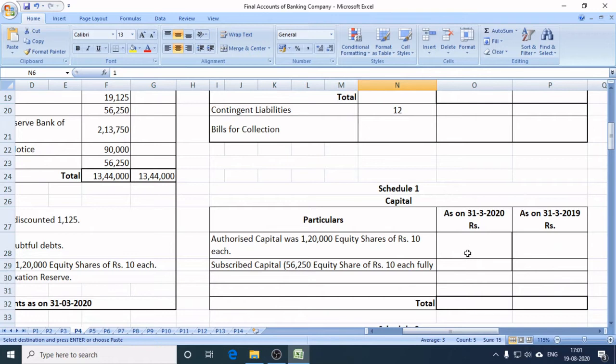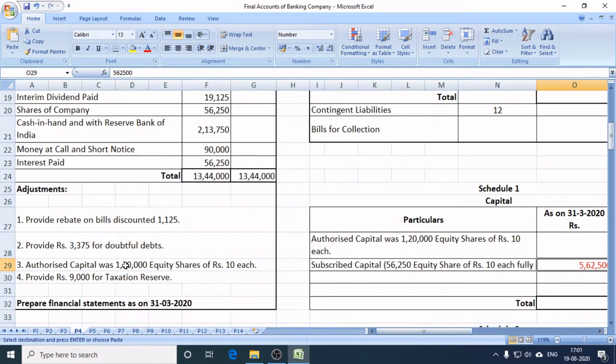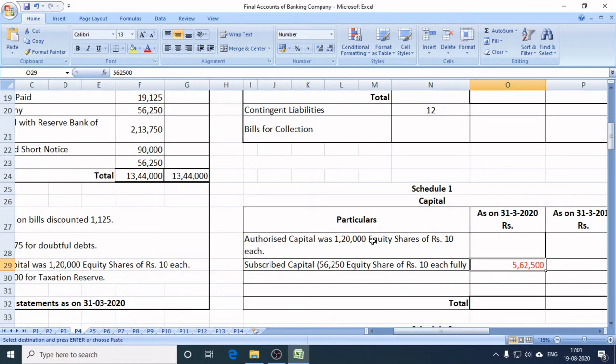So here in schedule 1, capital, I am mentioning that capital, but here we have an adjustment. As per the adjustment, in the authorized capital of a company, there are 1,20,000 equity shares, and the value of each share is rupees 10. So 1,20,000 into 10, it becomes 12 lakh.